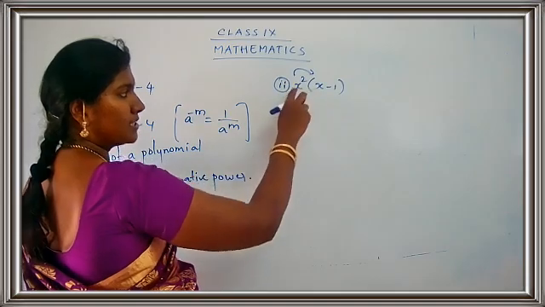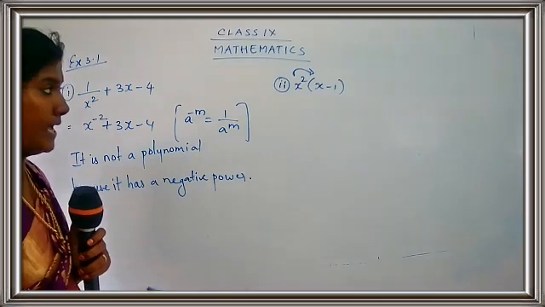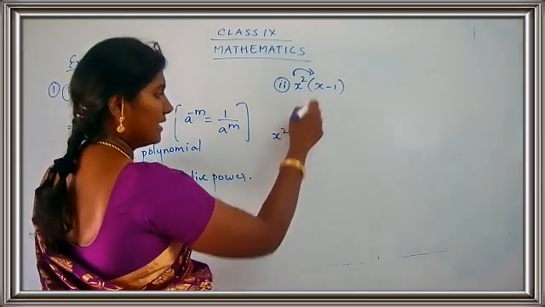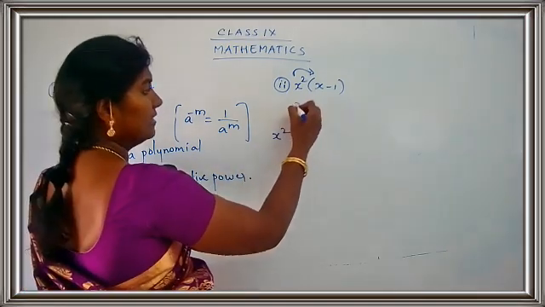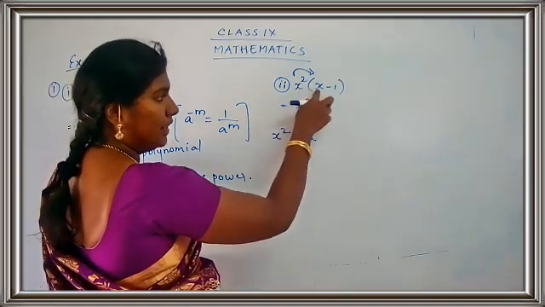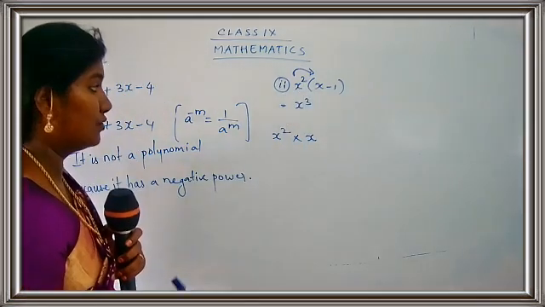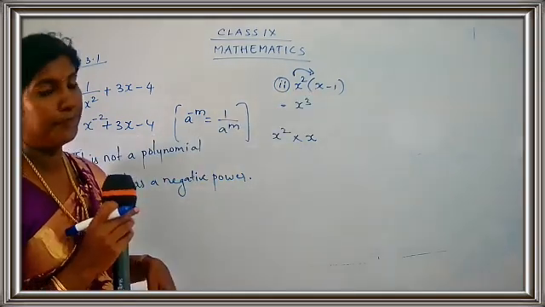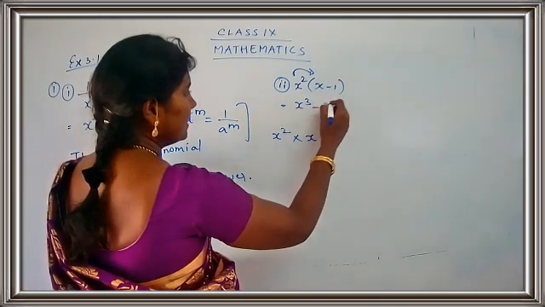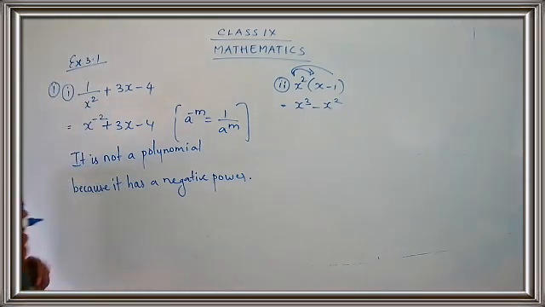x square into x. Be careful when you open the bracket. What is x square into x? Already you have 2x, and now you are going to multiply one more x. So total number of x, 3x. You get your x cube. Don't write 3x. x square into x is x cube. Then minus x square into 1 is x square. I get the answer x cube minus x square.